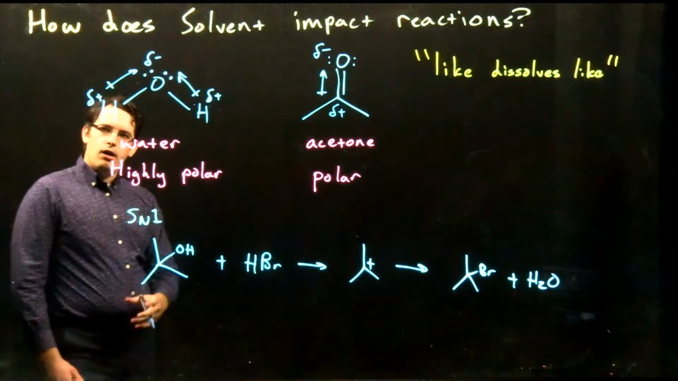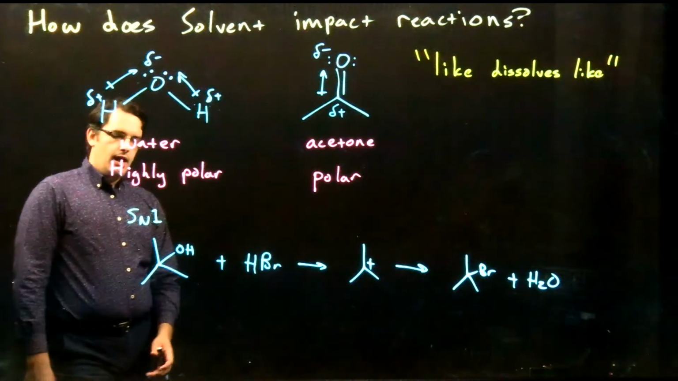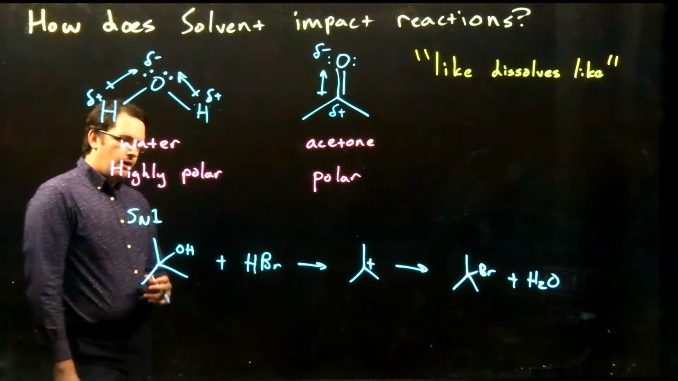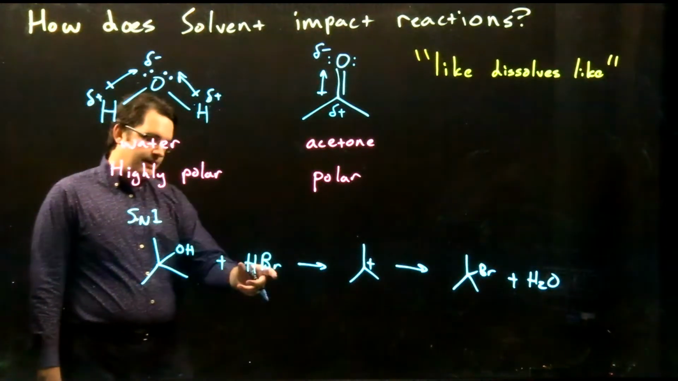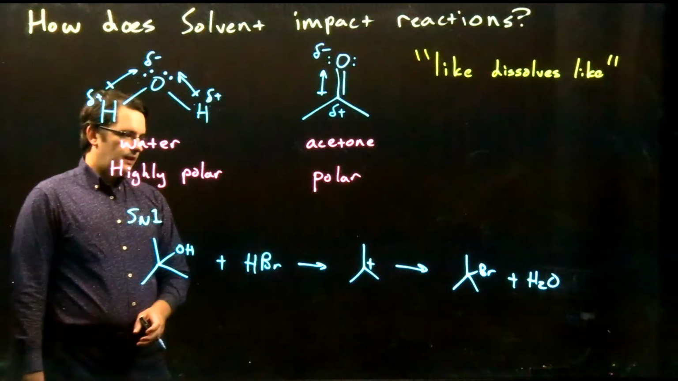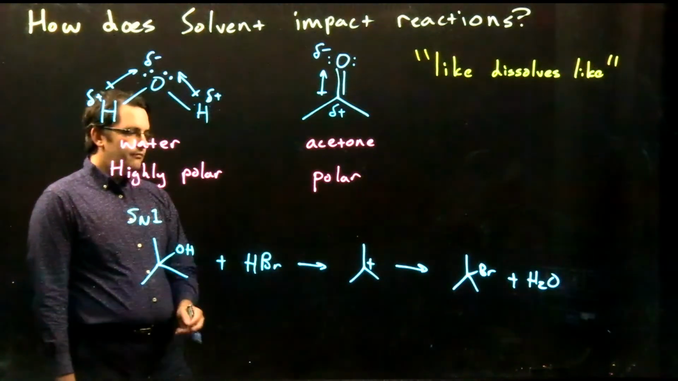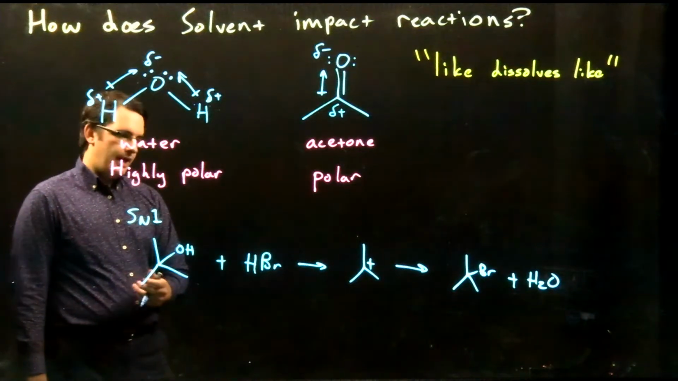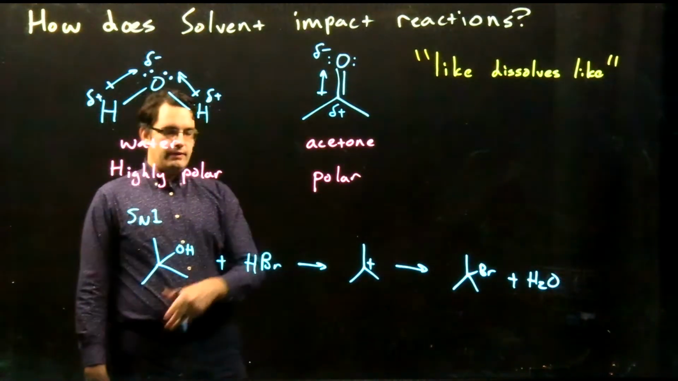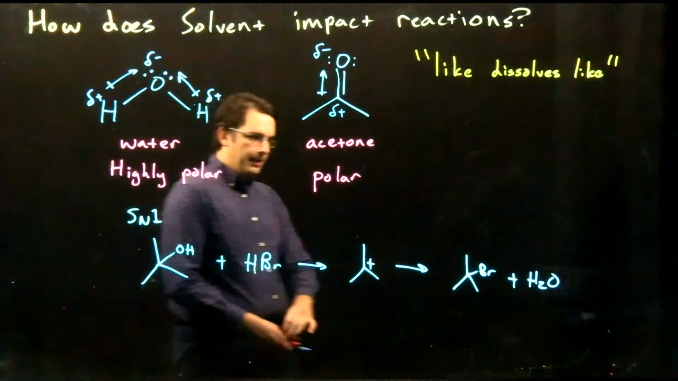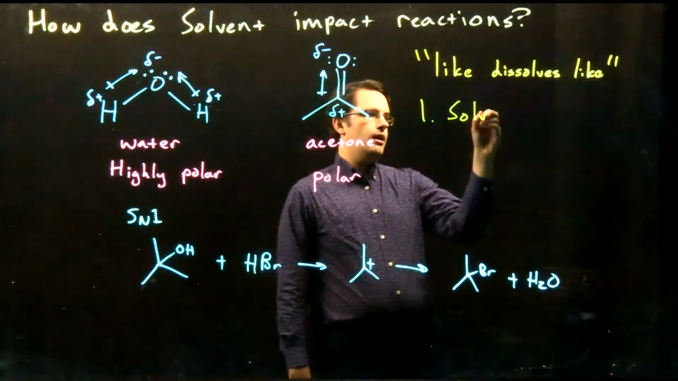we have an alcohol. Alcohols tend to be relatively soluble in water, as long as they're smaller alcohols. We have our hydrogen halide, which is an acid. It's also going to be relatively soluble in water. So we could use water as a solvent here, because both of our two reactants would mix in that water. So that's our first requirement. Our solvent needs to dissolve our reactants.